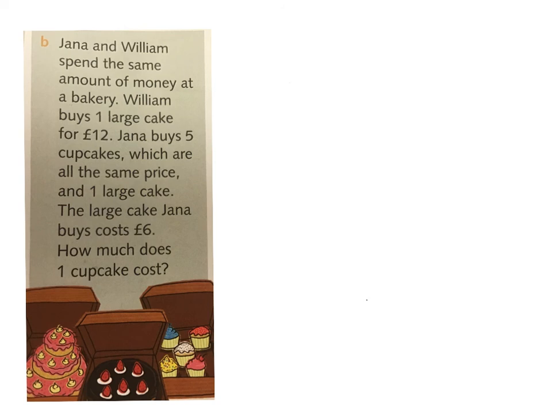We know that Janet spends the same amount of money as William. So if William spends £12, Janet also spends £12. We know that the large cake she bought costs £6. We have to work out what the 5 cupcakes cost and then work out one individually. But we can take away the large cake first of all from her £12 because we know that's £6. 12 take 6 is 6. So she spent £6 on 5 cupcakes. So what we'll have to do then is divide the £6 by 5 to see what 1 cupcake would cost.